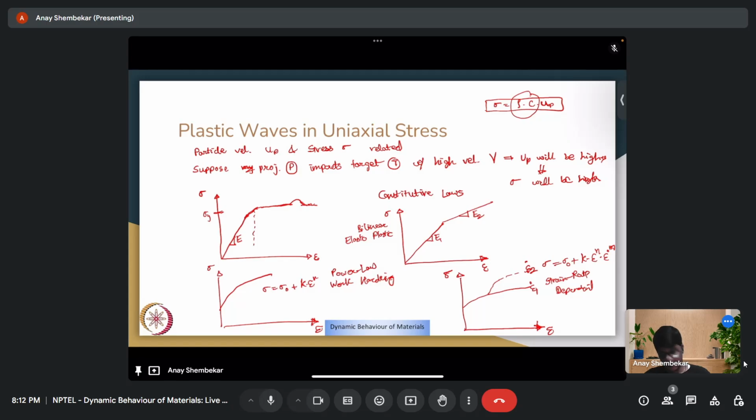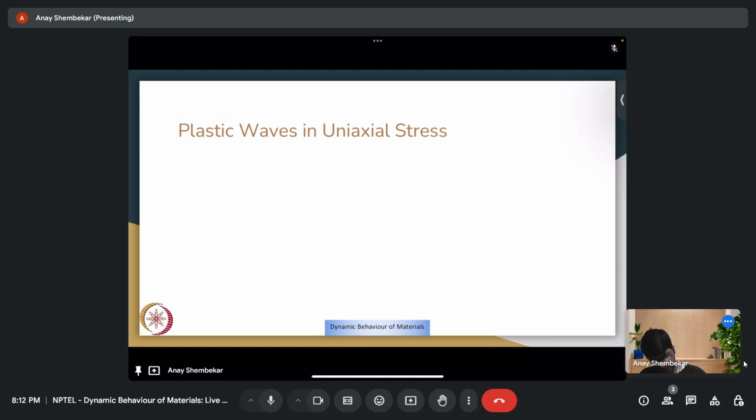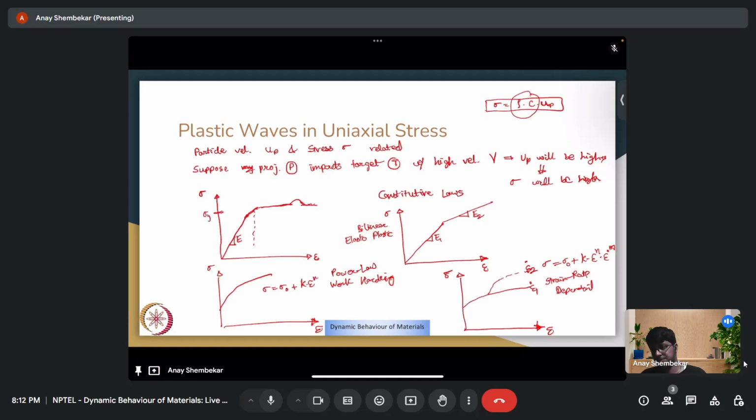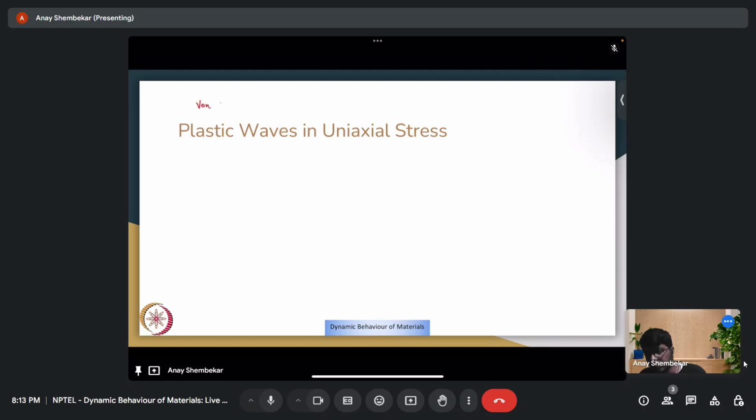And we'll now move into the one-dimensional strain experiment, and then we'll come back to the expression. This is the one-dimensional strain.